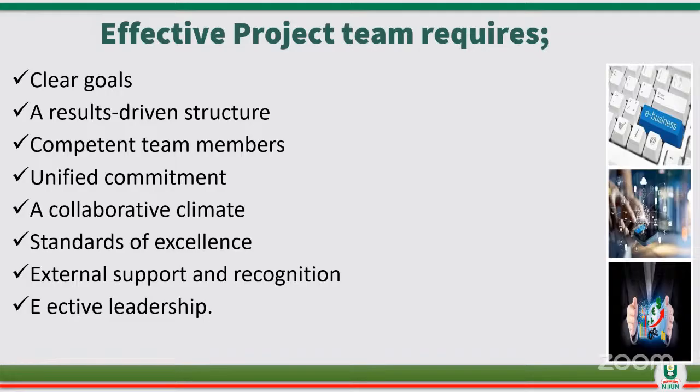Then the next is external support and recognition. It's important for an effective project team to have external support and recognition in case you need help. And then effective leadership. Every team without an effective leadership will eventually fail. It will become free for all. Everybody leads himself. The team is not held together. Leadership holds the team together. So these are the requirements for an effective project team.